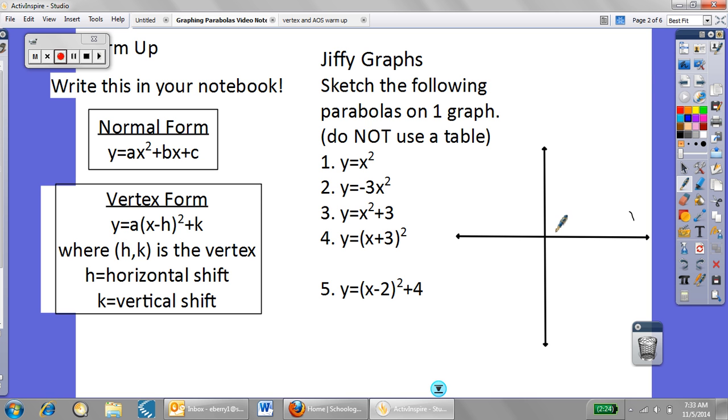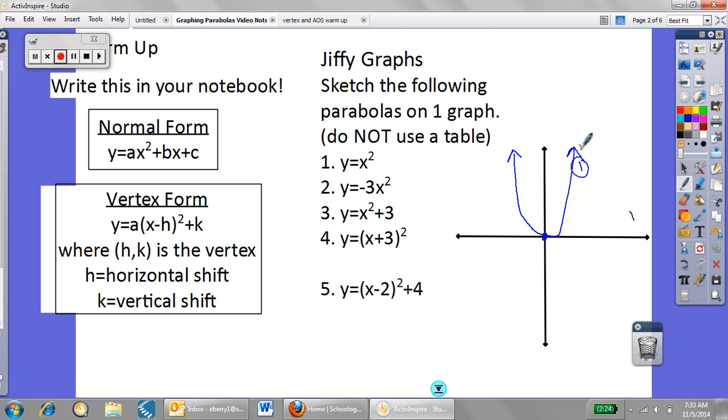Y equals x squared. This starts at the vertex, starts at the origin, and this is an upward U. It's not really skinny and it's not really wide, it's just the most basic parabola that we can graph. And I'm going to label this as number 1.